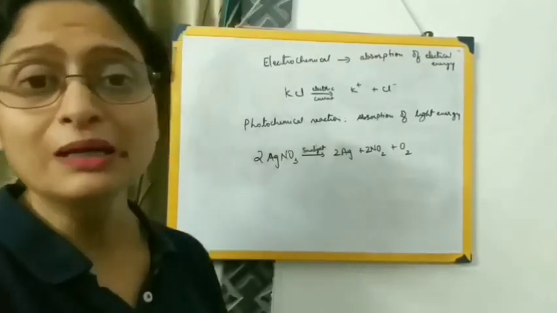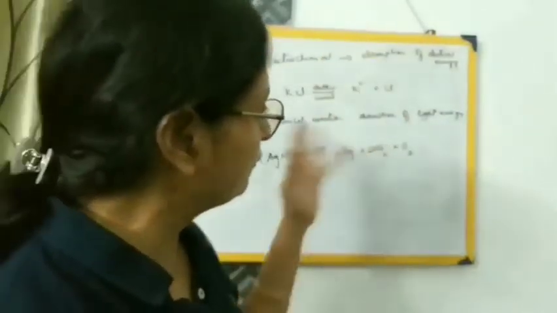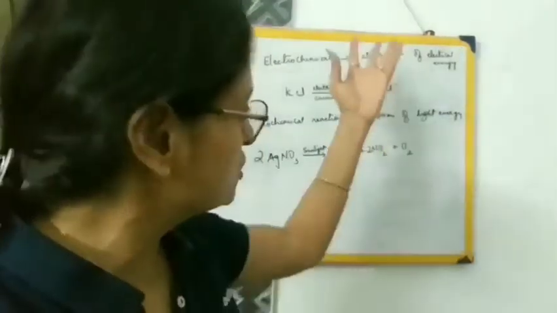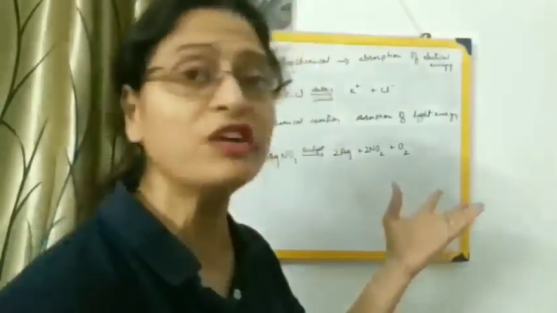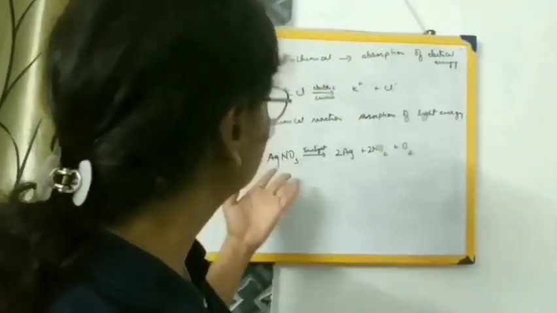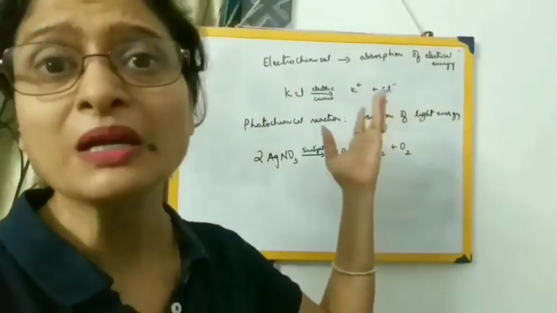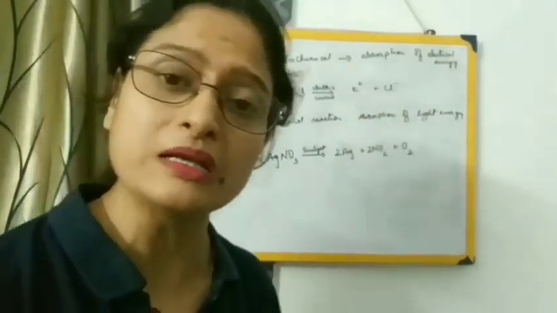So these are basically types of the endothermic and exothermic reaction. That is, the energy is involved either in the form of heat, or in the form of light, or in the form of electrical energy over here. So all these are types of your endothermic and exothermic reaction.